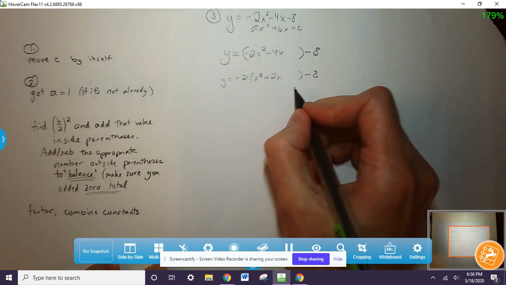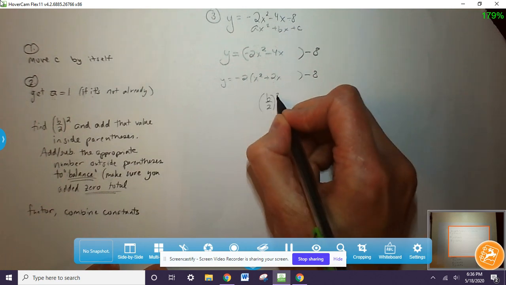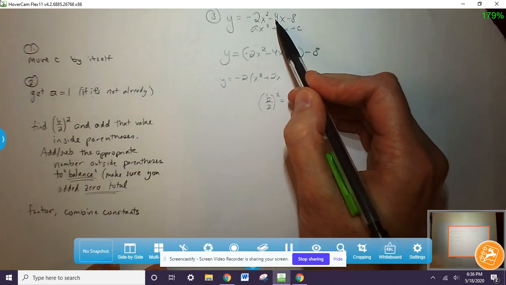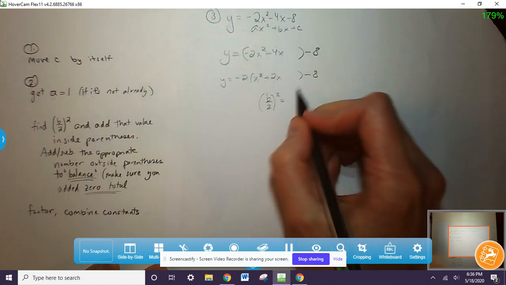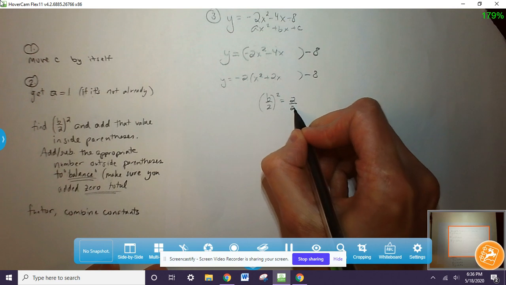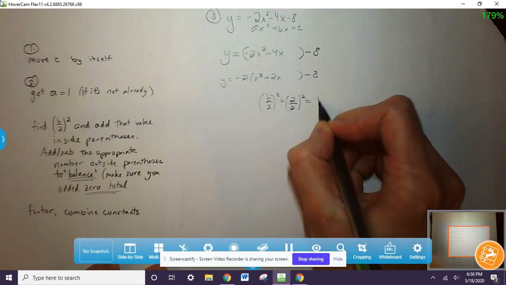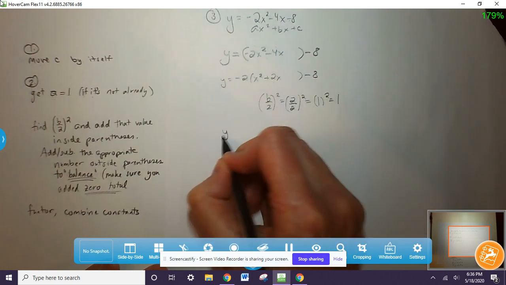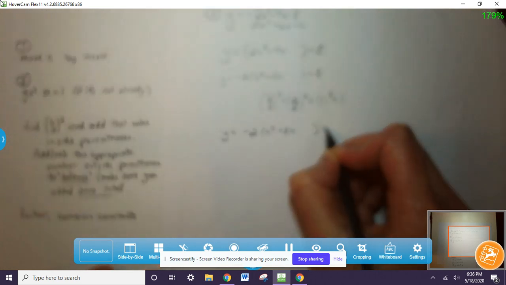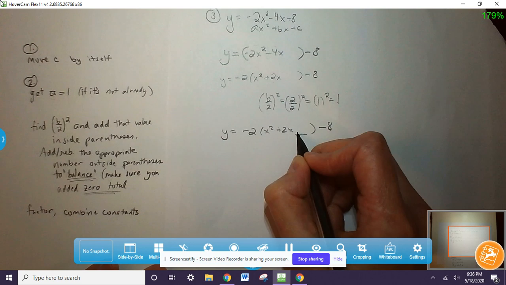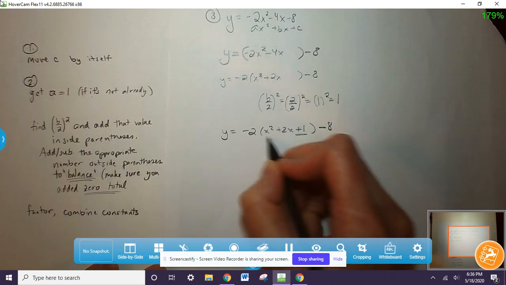Now we need to find B over 2 and square it. I don't want to use the -4. I want to use what I call the new B. Use the B that you have after you factor out the A. So I'm going to do 2 over 2 squared. 1 squared is 1. So the number that I'm going to add inside is 1, because now this trinomial factors.